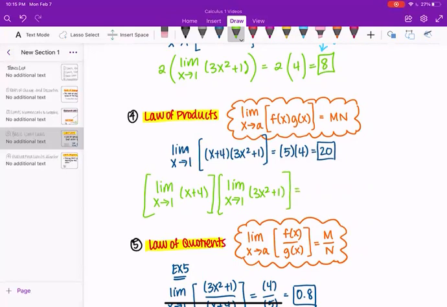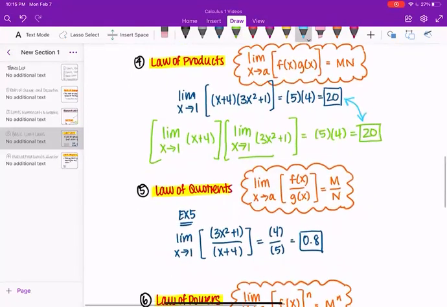let's see, this first one, we plug in 1, we get 1 plus 4 is 5. And we multiply it by plugging in 1 to the second term, which gives us 3 times 1 squared is 1, plus 1 is 4. And we get 20. So again, as expected, these match.